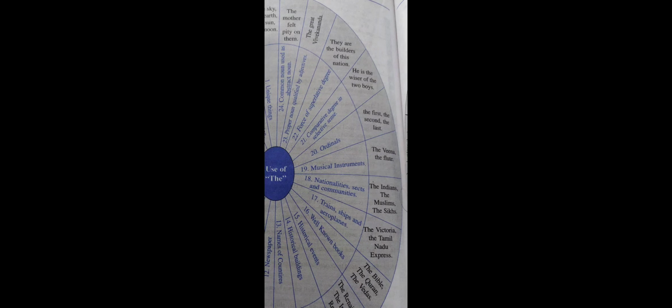That is also used for nationalities, sects, and communities. For example, the Indians, the Muslims, the Sikhs. It is also used with musical instruments. For example, the flute. It is also used for ordinals. Ordinals means the first, the second, the last.